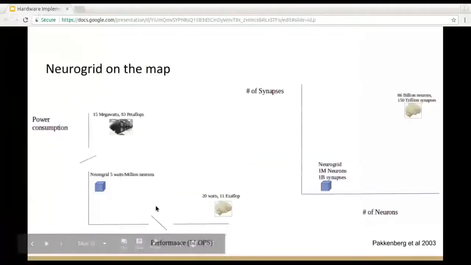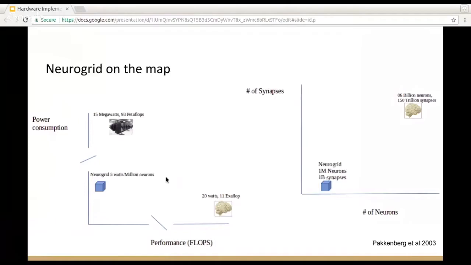Let's imagine, because Neurogrid uses 5 watts of power to simulate 1 million neurons. So if we want to simulate 1 billion neurons or 86 billion neurons, it would probably need an order of tens of kilowatts of power to run the entire simulation, while we have seen that we need to use 15 megawatts of power for the simulation on a general purpose CPU and supercomputer.